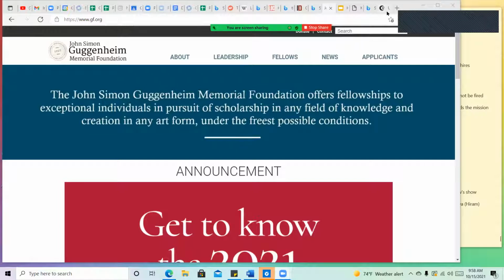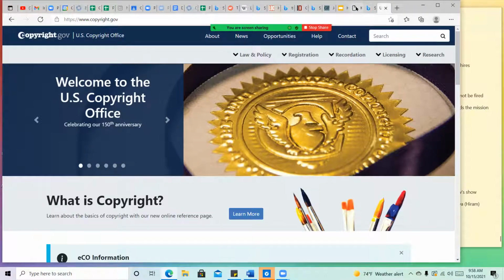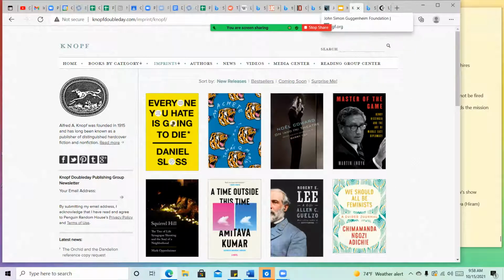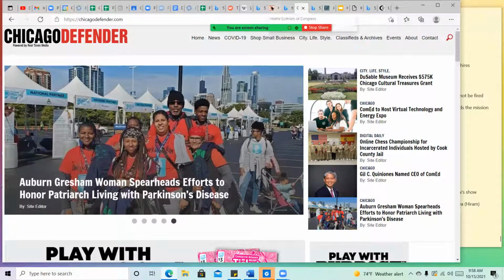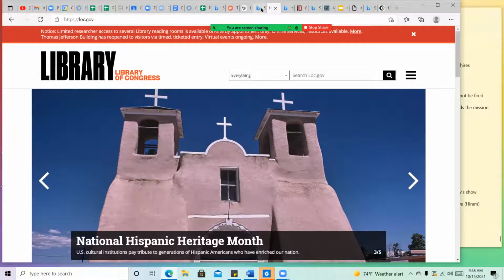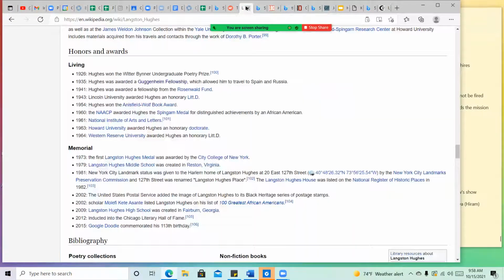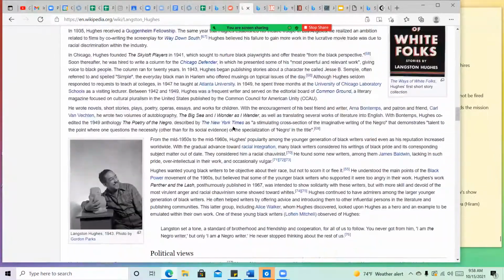So after I learn all I want to learn, then I'll move on to another book. So let me just review all of the things that I've learned just by reading one book, right? I read a 100-page copy of The Weary Blues, and I learned about the Guggenheim Foundation. I learned about the Copyright Commission. I learned about Alfred Knopf Publishing. I learned about the Chicago Defender, which still exists. I learned about the Library of Congress, which still exists. I learned about the Crisis newspaper, which still exists. And I learned about Langston Hughes's life, right?